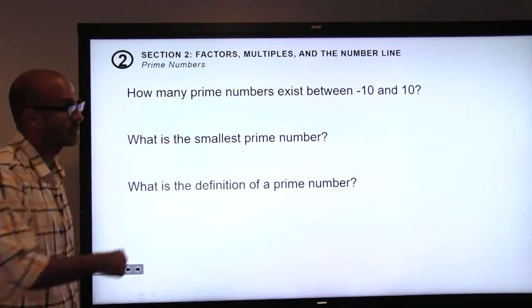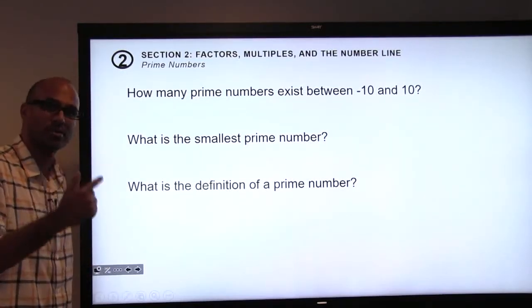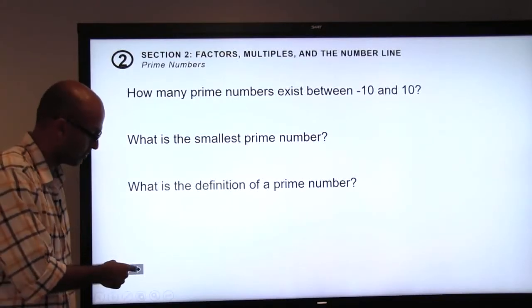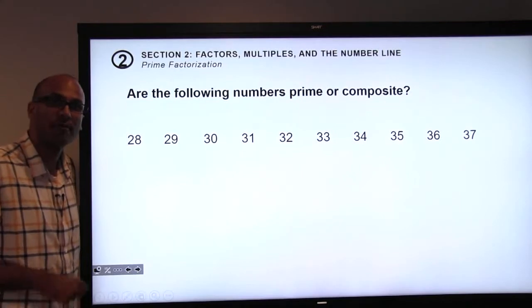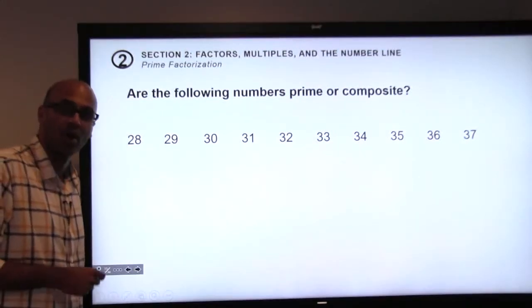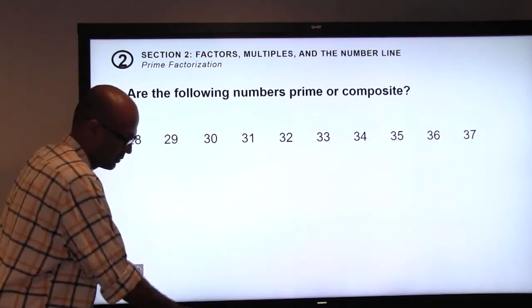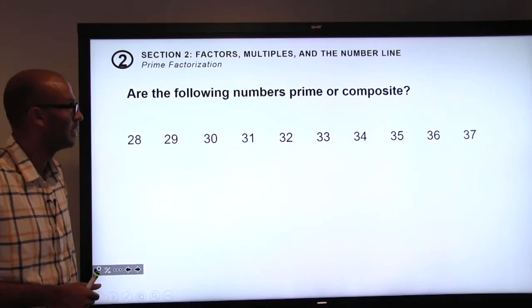How many prime numbers exist between -10 and 10? We'll start with the number 2, work your way up. There's 2, there's 3, there's 5, and there's 7. So there's 4 prime numbers in that range there. Now, note this next question here. It says, are the following numbers prime or composite? Remember what a composite number is? It's a product of primes.